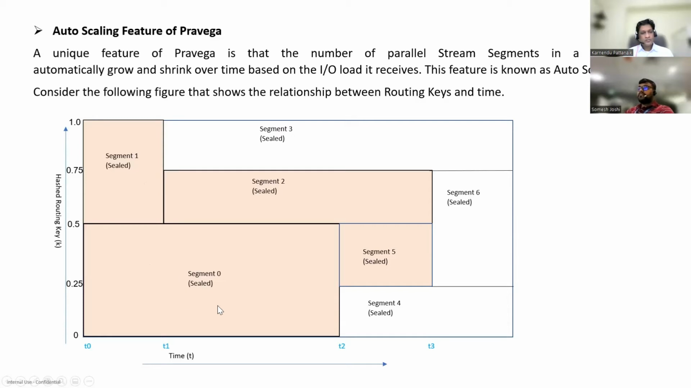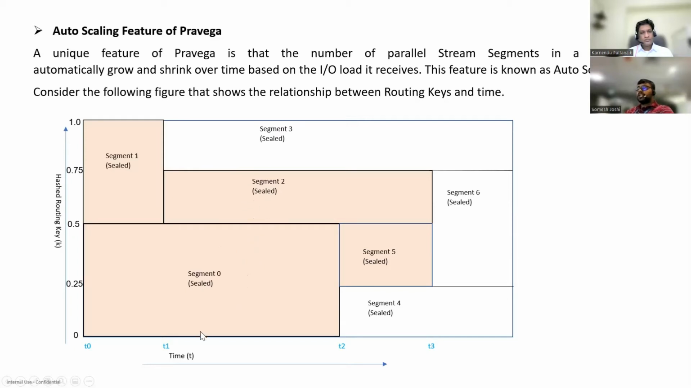And from time t1 interval to t2 interval, we now have three active segments present: segment 0, segment 2, and segment 3, namely, which continue to grow as per the events being hashed and populated over these segments.